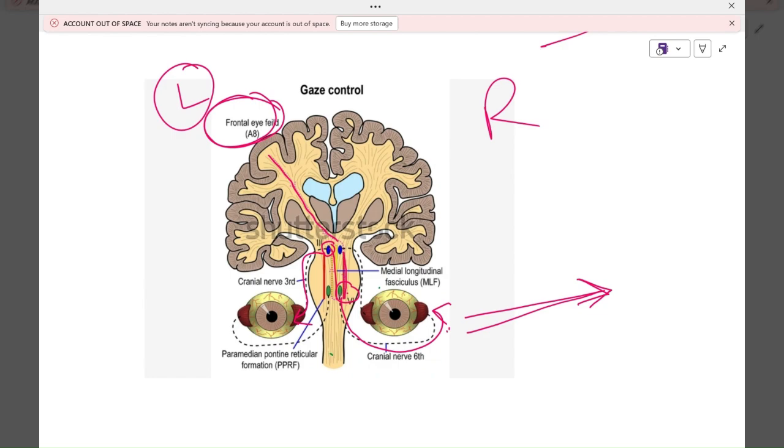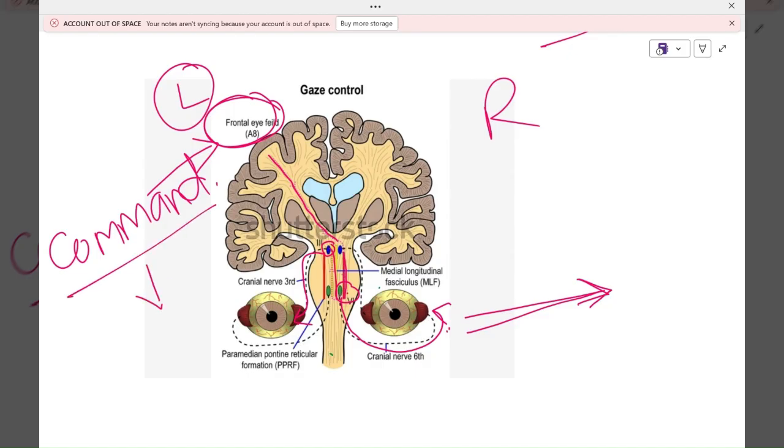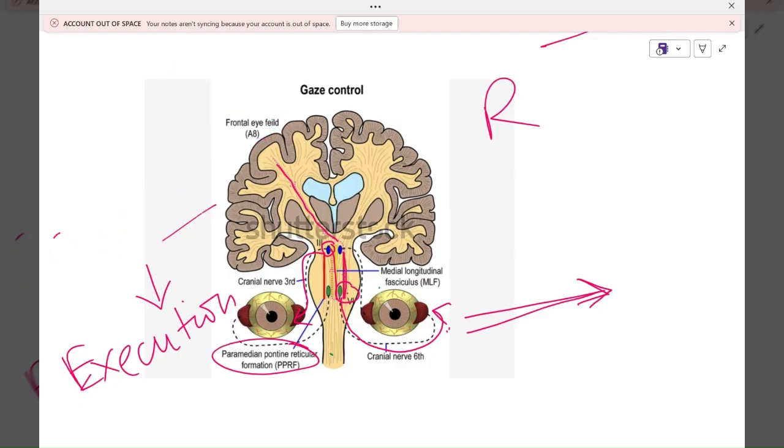The frontal eye field is like a command center, you can remember. This is for voluntary eye movement. When I want to move my eye towards the right side, my left frontal eye field gives a command to the PPRF. The execution is by the PPRF, and the eye moves towards the right side. So this is the pathway we have discussed.